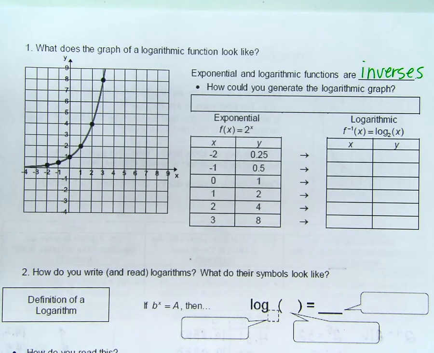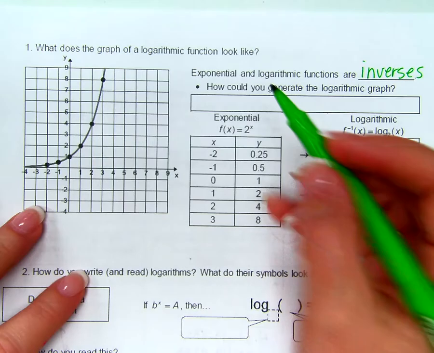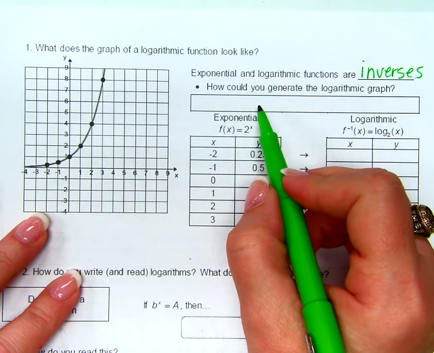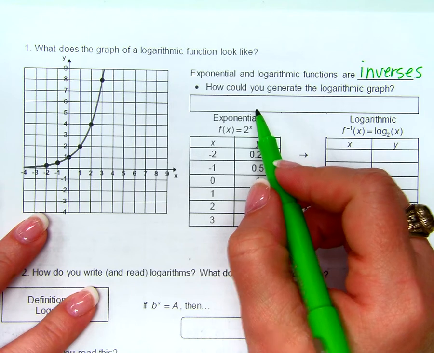It does, right? How do we find an inverse of any function? How do we find its inverse? Switch x and y. Okay, it's not necessarily opposite. I know what you mean, but that's a little bit of the wrong vocabulary word, and I think you'll see what I mean in a minute. Okay, so how could we generate the logarithmic graph? What'd you just say? Switch x and y.